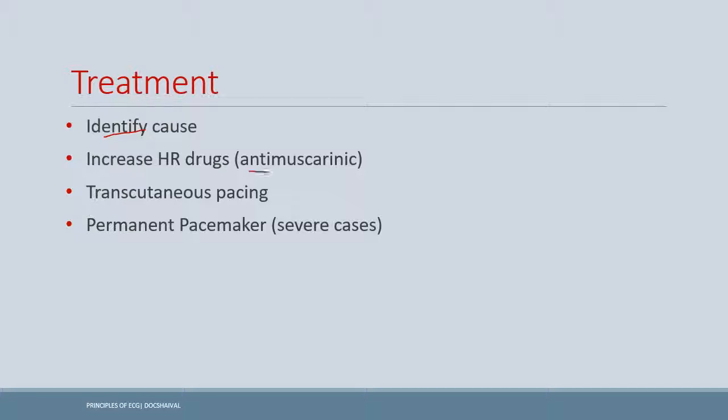So for that we use the antimuscarinic drugs that block the M2 receptors, and that help to increase the heart rate. Now we must pace those ventricular cells to have them synchronized together for efficient depolarization. So we use transcutaneous pacing, and we may also use the permanent pacemaker, that is the pacemaker under the skin for pacing the ventricular cells, in the severe cases.